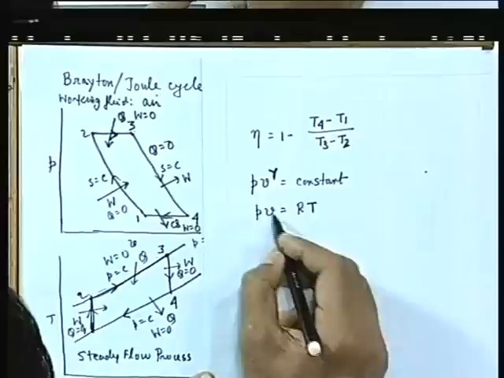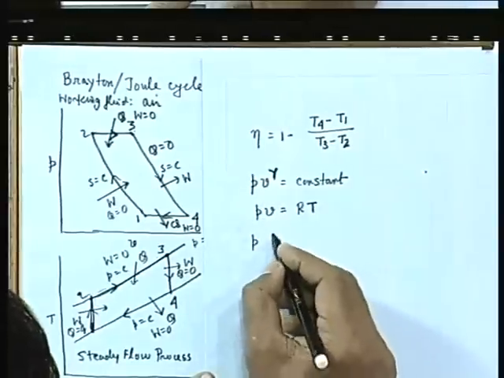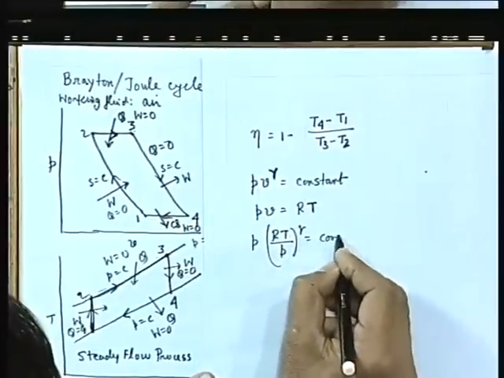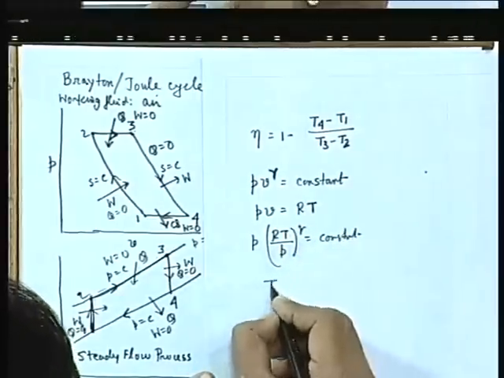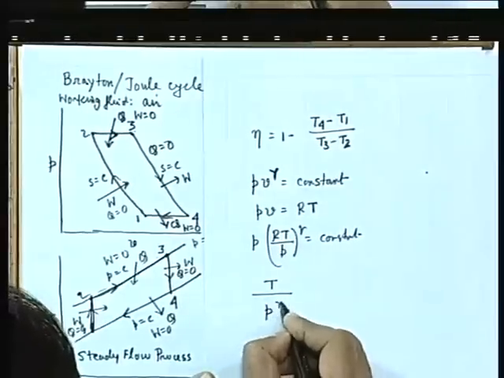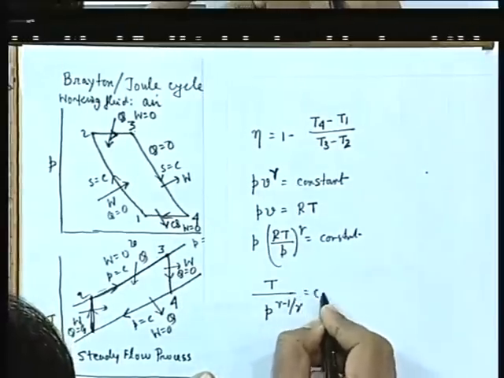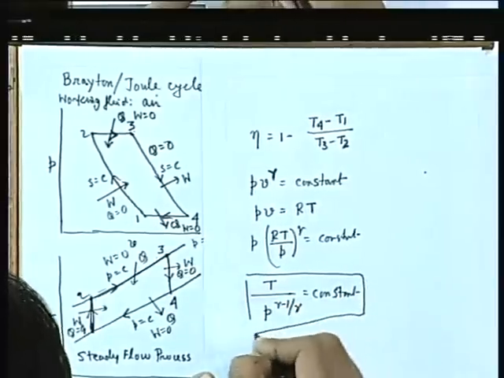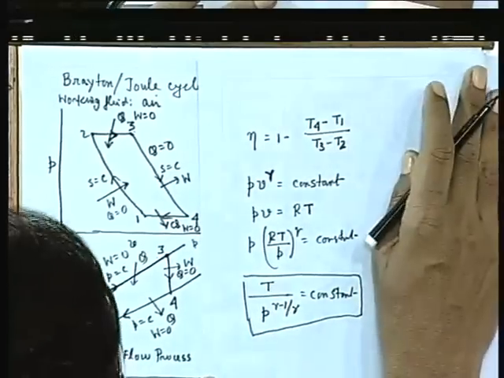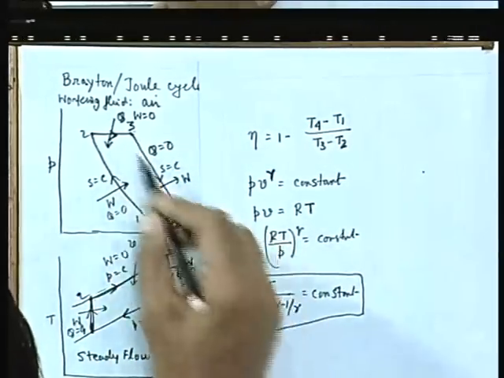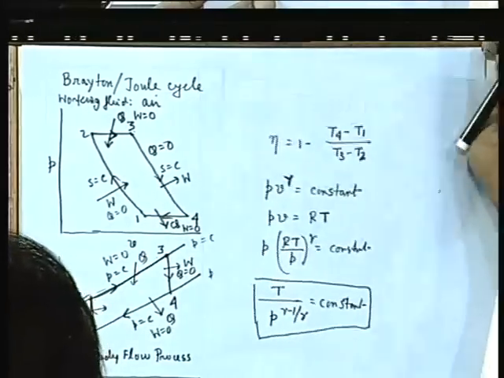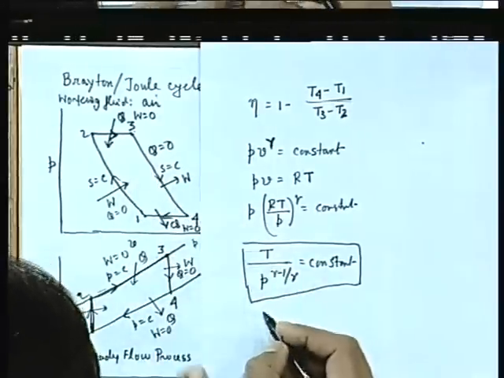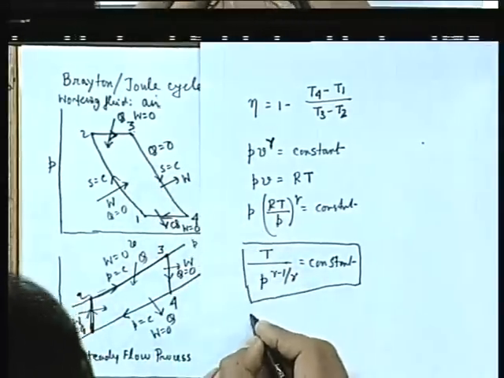Now, here if you substitute v from this equation of state, you get (RT by P) whole to the power gamma is constant, from where we can tell T divided by P to the power (gamma minus 1) by gamma is equal to constant. So, therefore, this gives the relation for T and P for an isentropic process, all right. Now, if we look at this 3-4 process, then we can write for the process 3-4 like this: T3 by T4, okay.